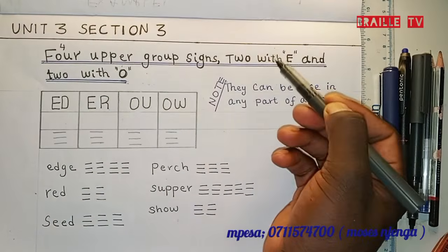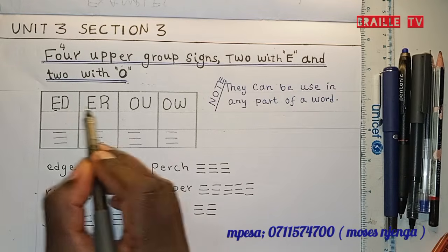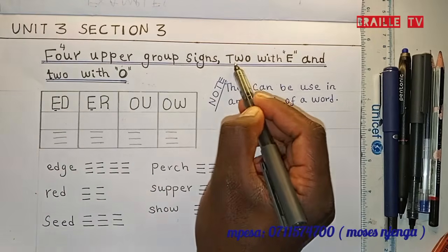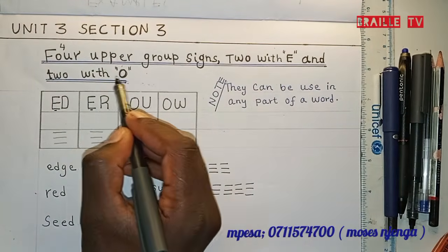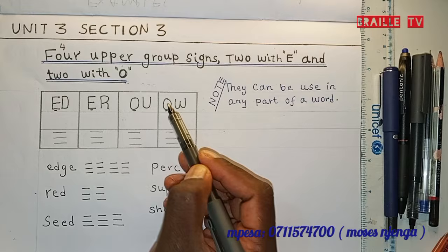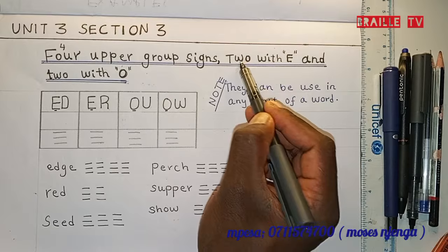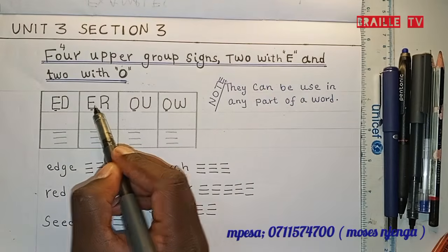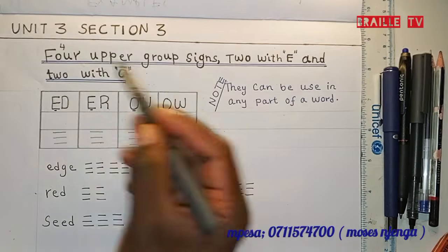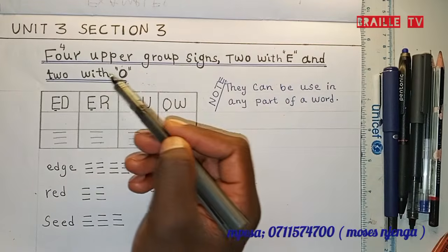They are called 2 with E because here you can see ED and ER. So there is E here and there is E here, so 2E. That's why we call them 2E. And 2 with O: we have OU and OW, so you can see there is O and O, 2O. ED, ER, 2E. OU, OW, 2O. That's why we call them 4 upper group signs, 2 with E and 2 with O.